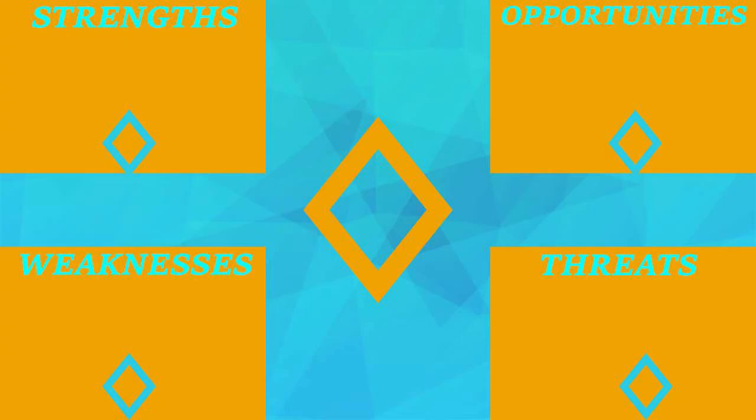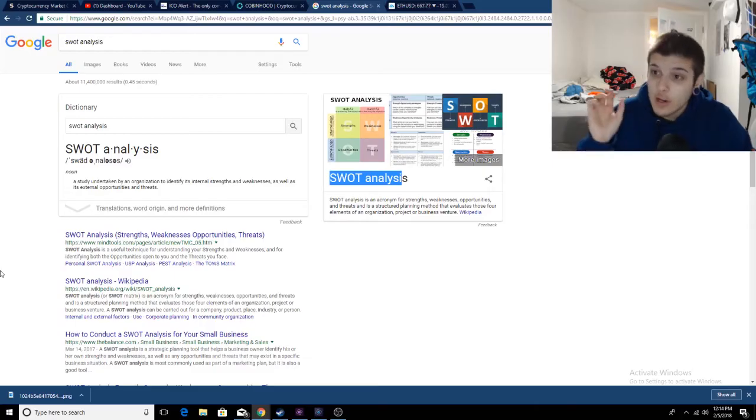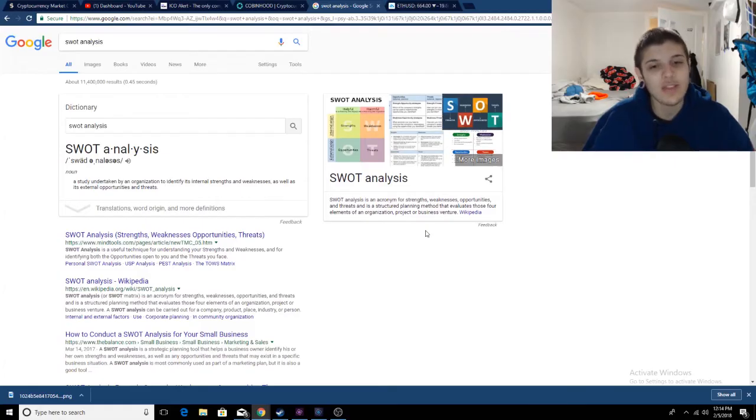Basically, it's trying to formulate an opinion on an investment, looking at the strengths, the weaknesses, the opportunities, and the threats. So now I'm going to go back over here. This is SWOT analysis, which is used in business a lot. I use this in business, not just investing, but actually developing a business. You see over here, how to conduct SWOT analysis for your small business. This is huge in business, but it does translate over. A lot of things in business do translate over to the cryptocurrency world.